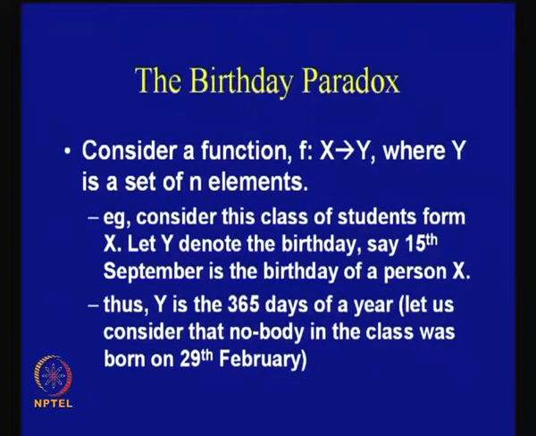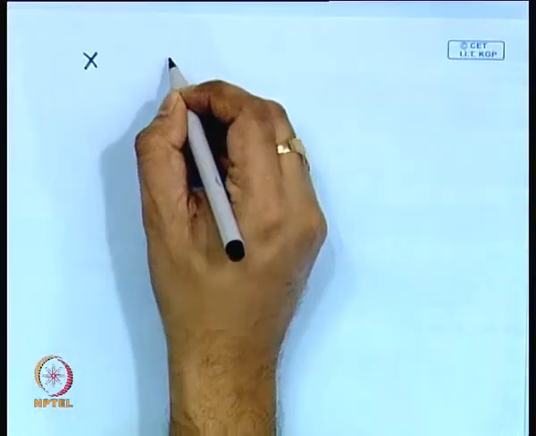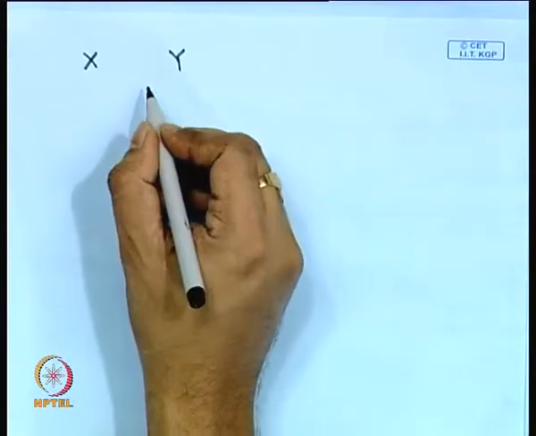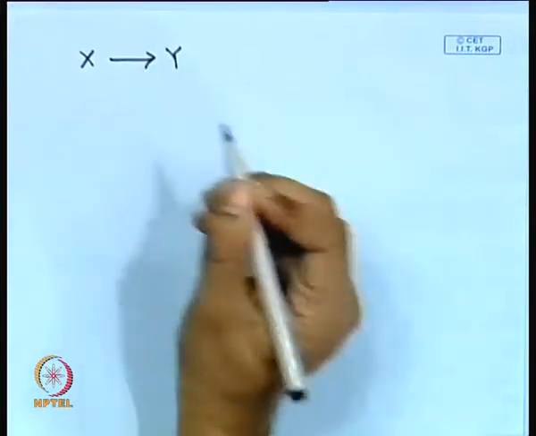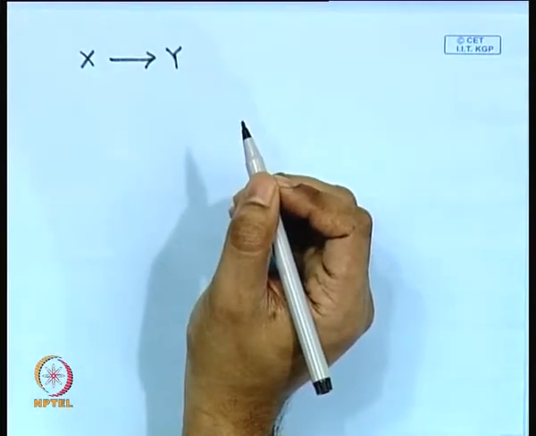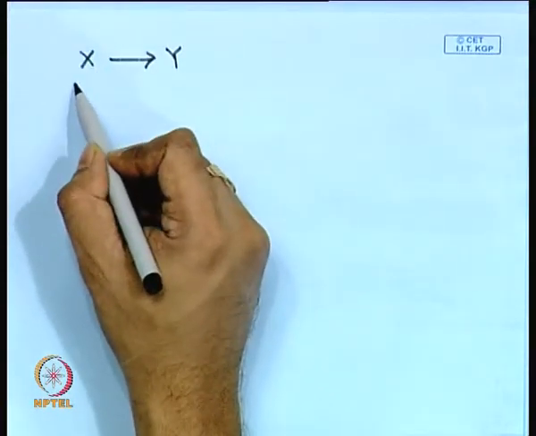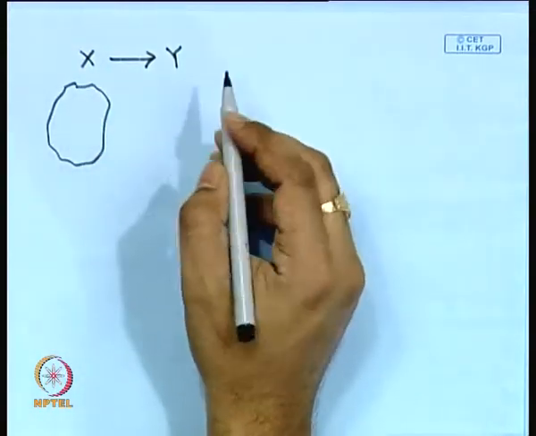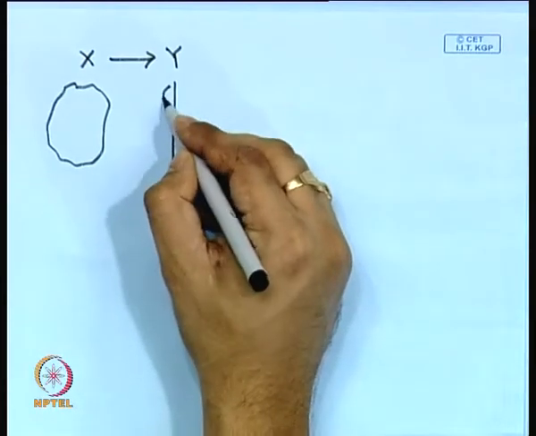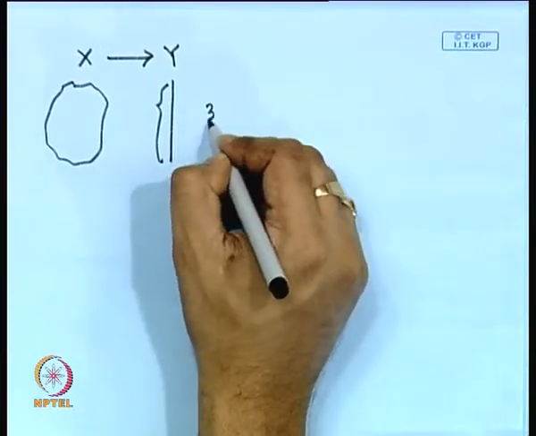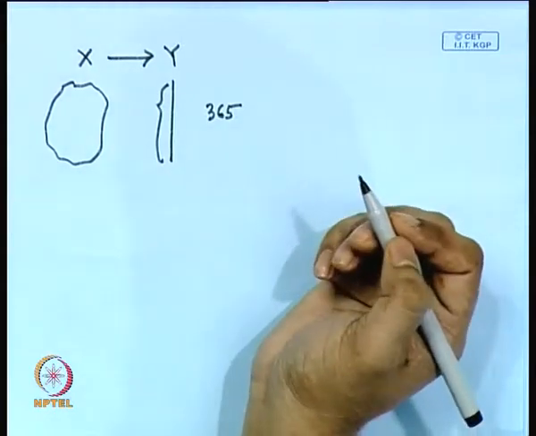So there are two things here. One of them is x and the other one is y. So we are essentially considering a mapping from x to y. Let us consider that in this class there are x students, and that the possible number of birthdays is 365. So there are 365 possible days of birthday.